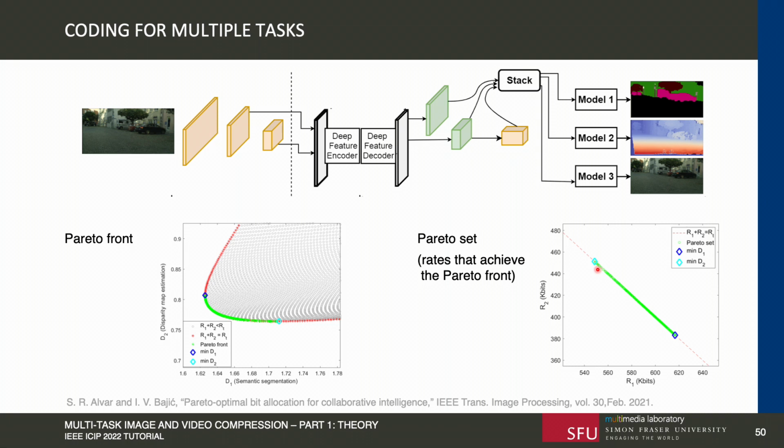So if you were building a system like this and you wanted it to operate optimally without knowing in advance how important segmentation versus depth estimation and so on would be, from this type of analysis you could tell that we're going to need at least 540 kilobits for rate 1 and at least 380 kilobits for rate 2 in order to have the system operate optimally. So those are useful results for system design.